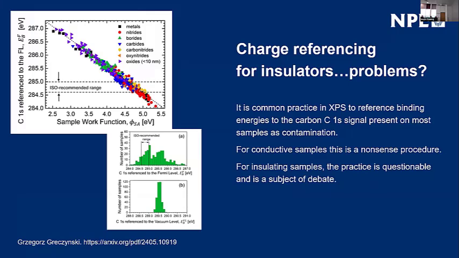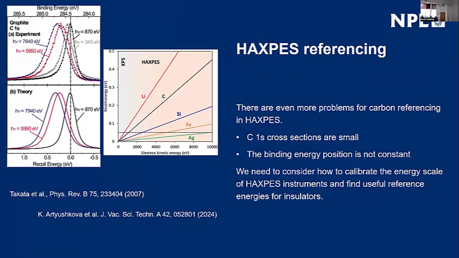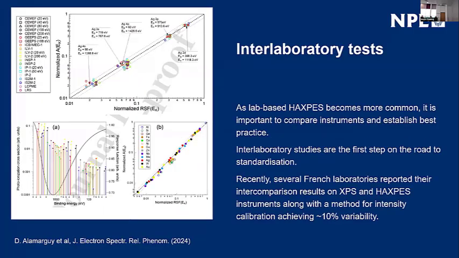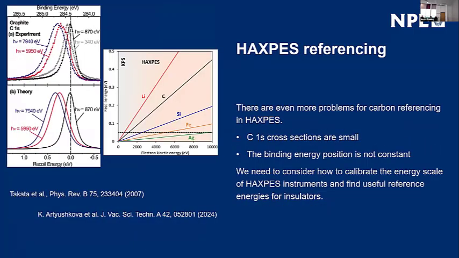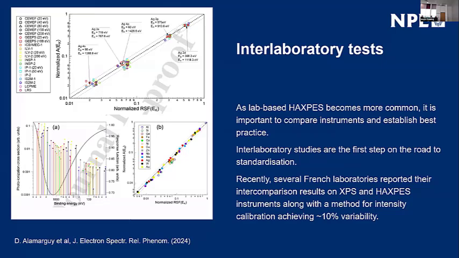Okay. I'm not going to talk about charge referencing. I'll just say we'll come back to that. Carbon 1s is definitely not good for HAXPES because the peaks move around because of the recoil effect. And the cross sections are really small. So in terms of standardization, we've got a way to go.